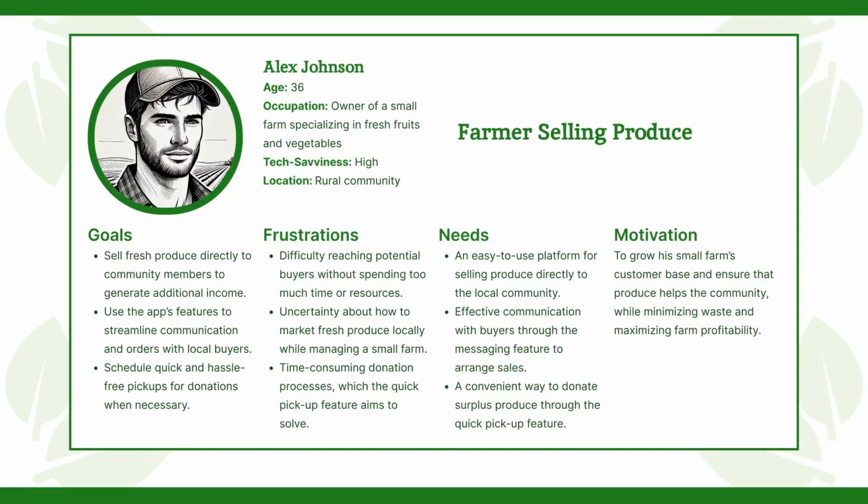This is the farmer selling produce, and what that farmer would need would be a way to communicate effectively with buyers, also a platform to list their produce, take pictures, and post videos of the produce that they want to sell, as well as having a way to bargain, because one of the main points was to be able to sell the food to the community for a cheaper price if that's what the farmer chose to do.